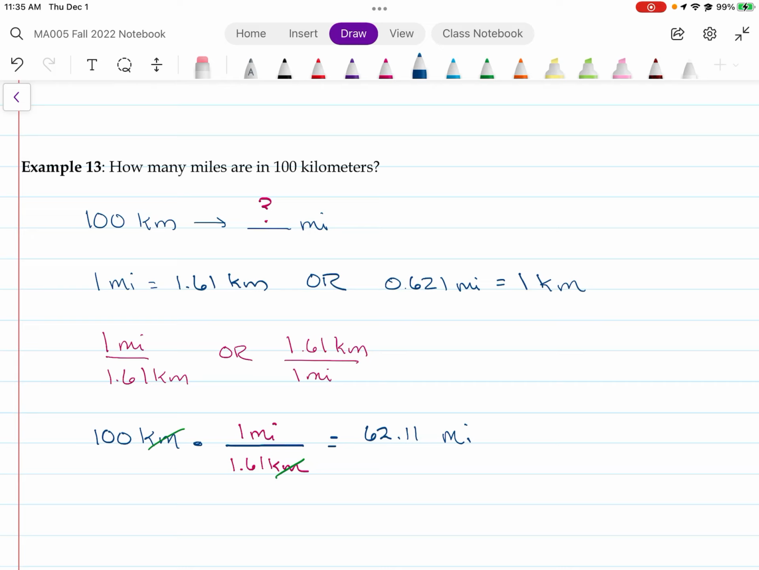You could have also used the other conversion factor, and it would have worked fine. Instead, you would multiply by 0.621. You might even want to try that. You would get 100 kilometers times 0.621 miles per 1 kilometer, and that also gives you 62.11 miles, or something close to that. Sometimes they're a little off.